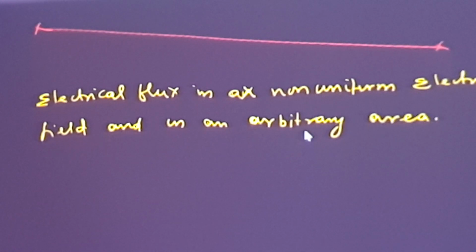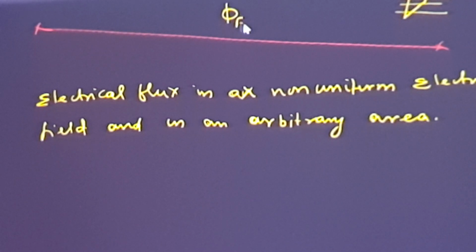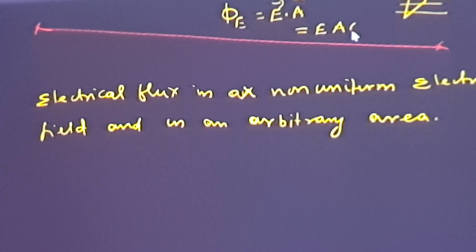In our previous case, we considered a uniform electrical field, and the area that I have taken is a regularly shaped area, and for that we calculated the flux as phi E is equal to E vector dot A vector, which is equal to E into A into cos theta.